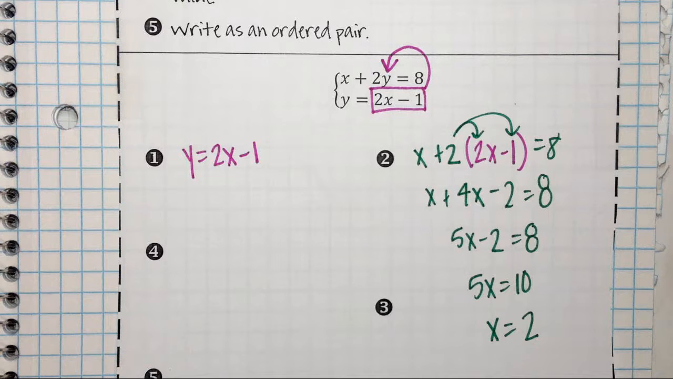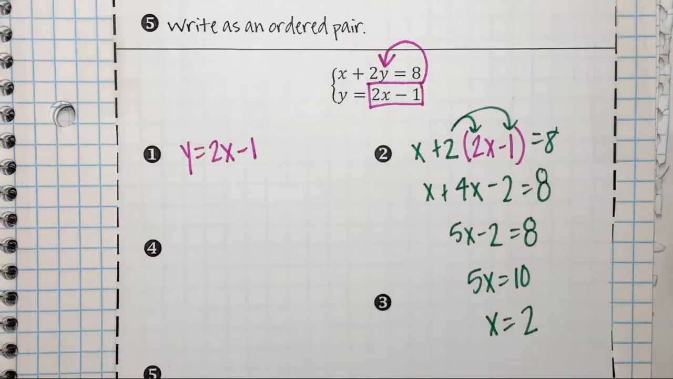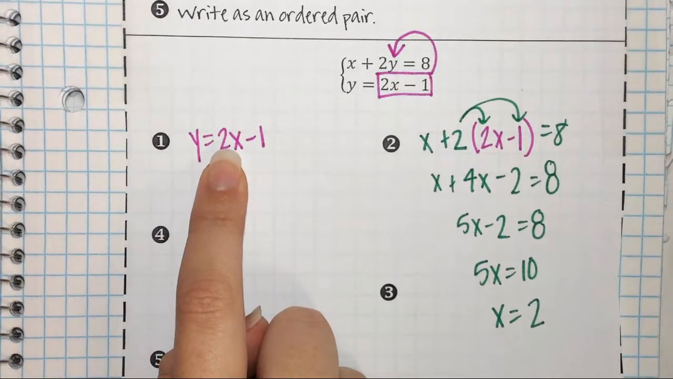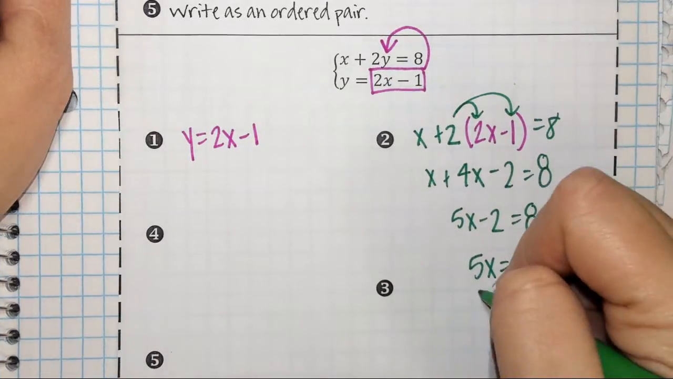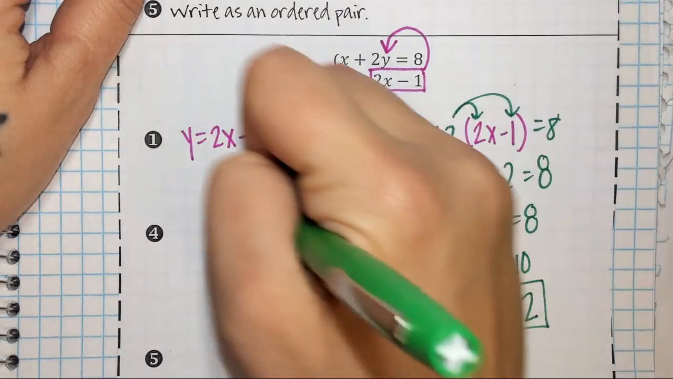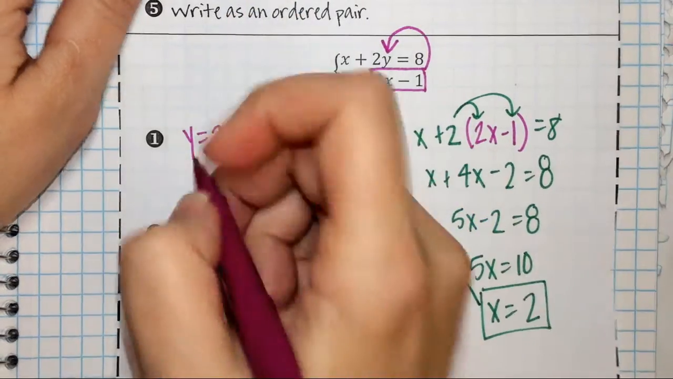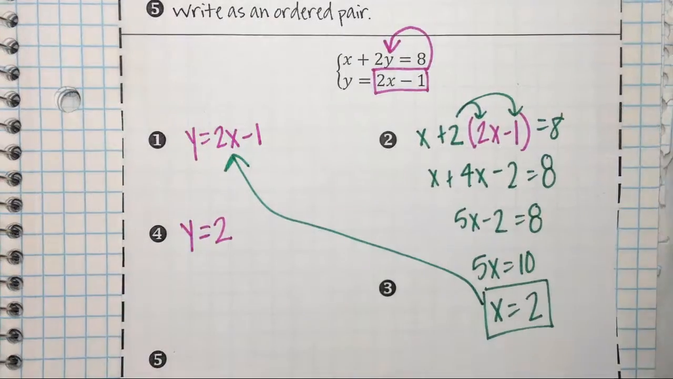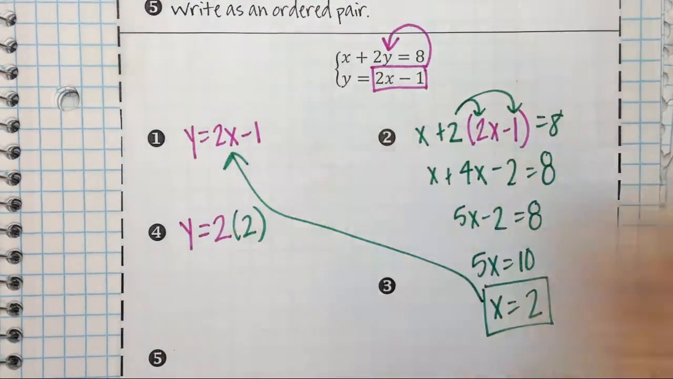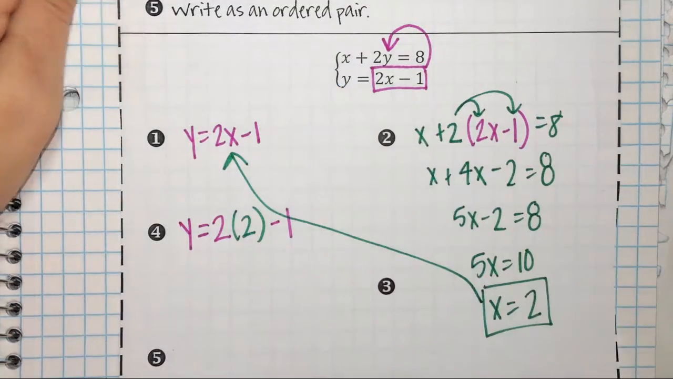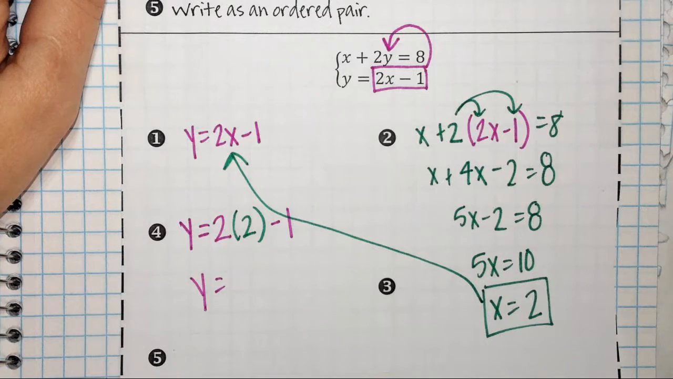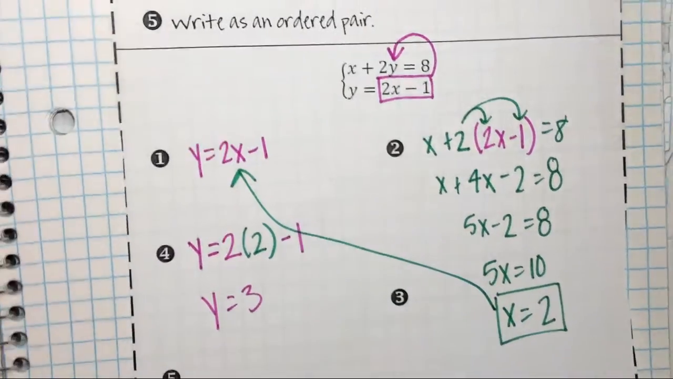Now, are we done? What else do we have to find? We have to find y. Now, we know what x is. We know what y is equal to, so can we plug x in to find y? Yep. You're just going to take this green, and we're going to plug it in right here. So we're going to say y equals 2 times 2 minus 1. So what does y equal? 3. Awesome. And then we have to write it as a coordinate.